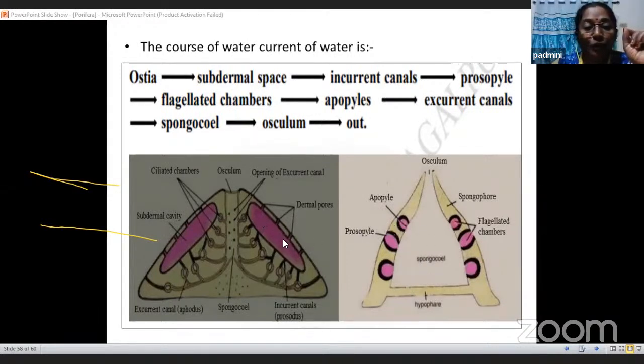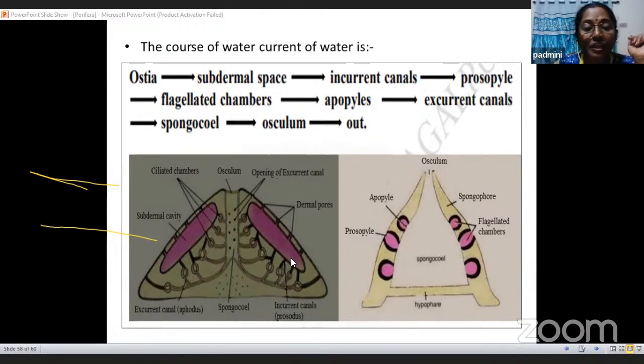These chambers are what is enlarged when we do a cross section of this particular spongocoel, or the sponge. You have this particular shape over here, something like lungs, right? They resemble something like a lung. So this is the dermal pores. From the dermal pores, the water enters through these incurrent canals.